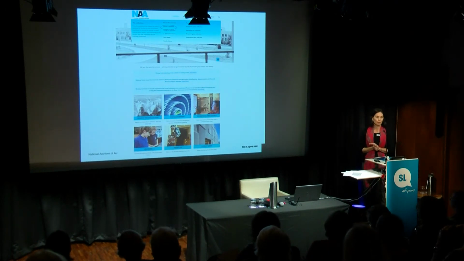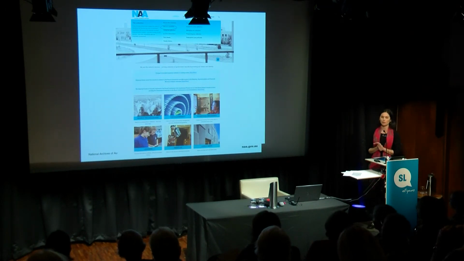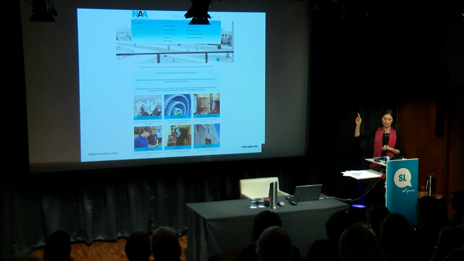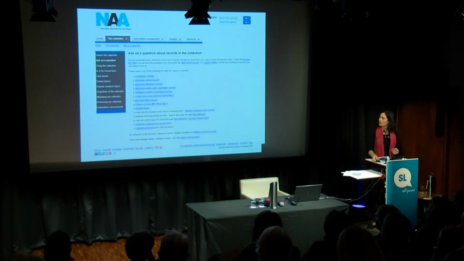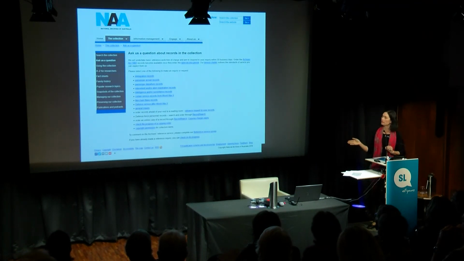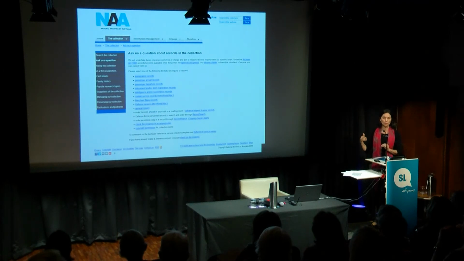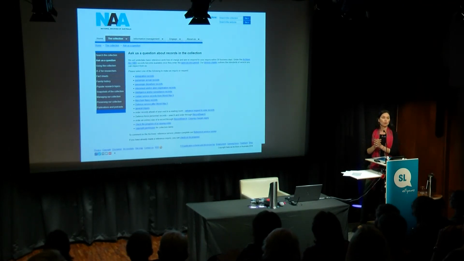Now, if you're searching for passenger arrival lists and you need some help, you can't find what you're looking for, you can go to the collection tab, which I showed you earlier, and then click on Ask Us a Question. Here we have different categories, so you can click on immigration records or passenger arrival records, and enter as much information as possible of what you're trying to look for. We aim to respond to inquiries within 30 business days.